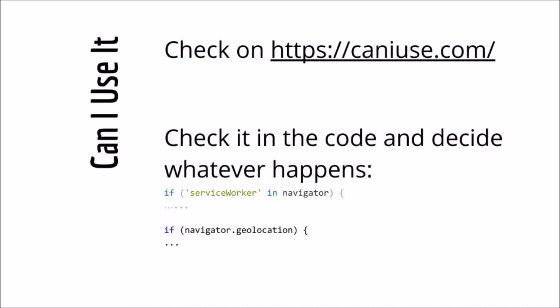You could check what is available on caniuse.com in general, but as a defensive developer, you could see if some feature is provided by your current browser with ifs, like if the string service worker is in the browser, then do something. If navigator.geolocation is null, then do something. And you could add some workaround or some very user-friendly message accordingly.